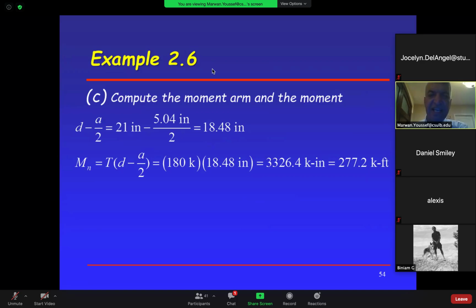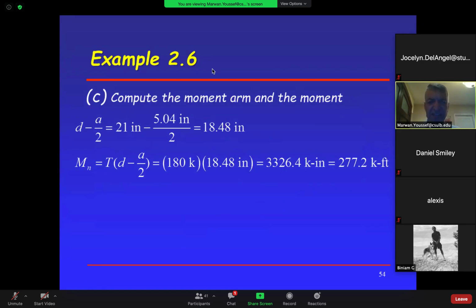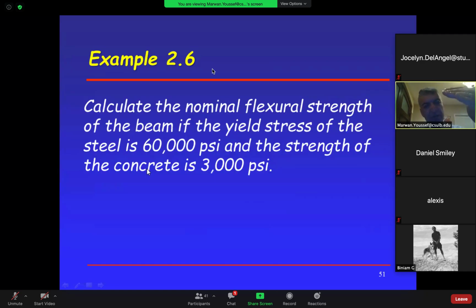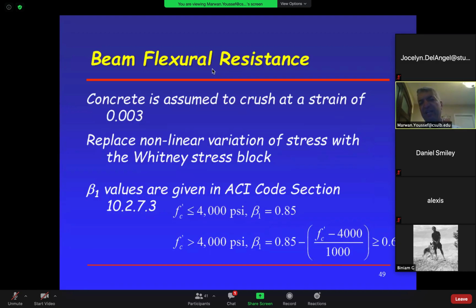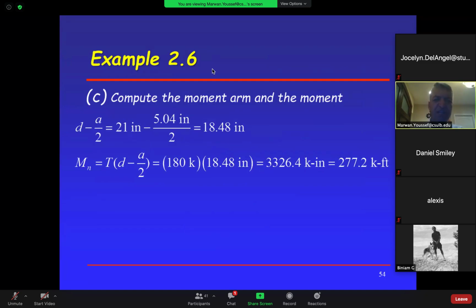Any question on that? And notice that we said calculate the nominal moment, not the ultimate. Nominal means the actual with no safety factors, no magnification factor, nothing. So that's it. I could have just given you this equation from the beginning, Mn equals T times d minus a over 2, and solve it. But no, we went through the derivation so you know exactly where everything is coming from. Now, the same thing you can do here: instead of this, you can say C times d minus a over 2.